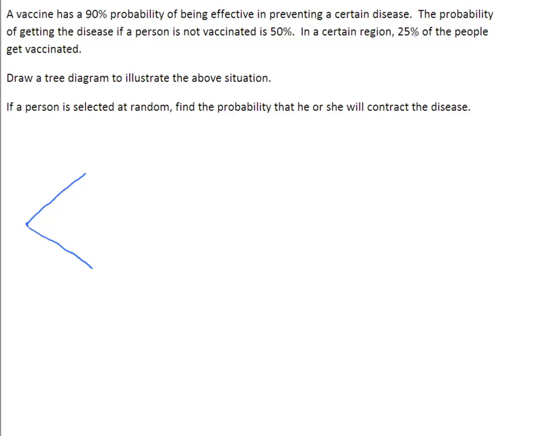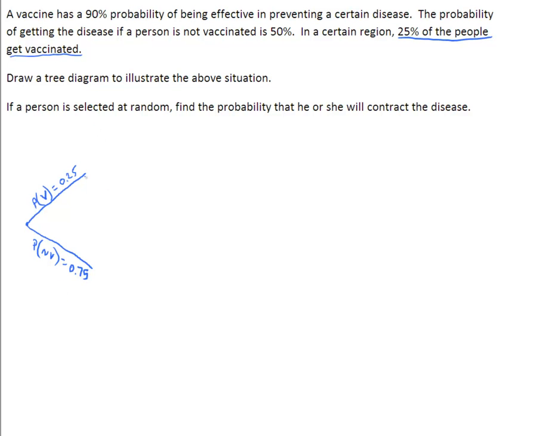Here it says in a certain region 25% of the people get vaccinated. So we're going to call that the probability of getting vaccinated, V, is equal to 0.25. That's from the very last line. Again, there's only two possibilities. We need to equal 1 here, so the probability of not vaccinated has to be the rest, 1 minus that, which is 0.75. So that's our first branch.